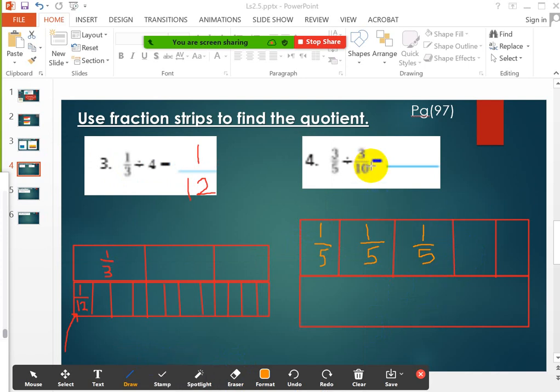Now, let's divide the fraction strip into 10 equal parts to know the number of parts. Girls, first I will divide the fraction strip into 5 equal parts. Now I will divide the fraction strip into 10 equal parts. Who will help me? Jana, Farid, can you help me? Okay, Jana, open your mic. First thing, I will divide the fraction strip into 10 equal parts.